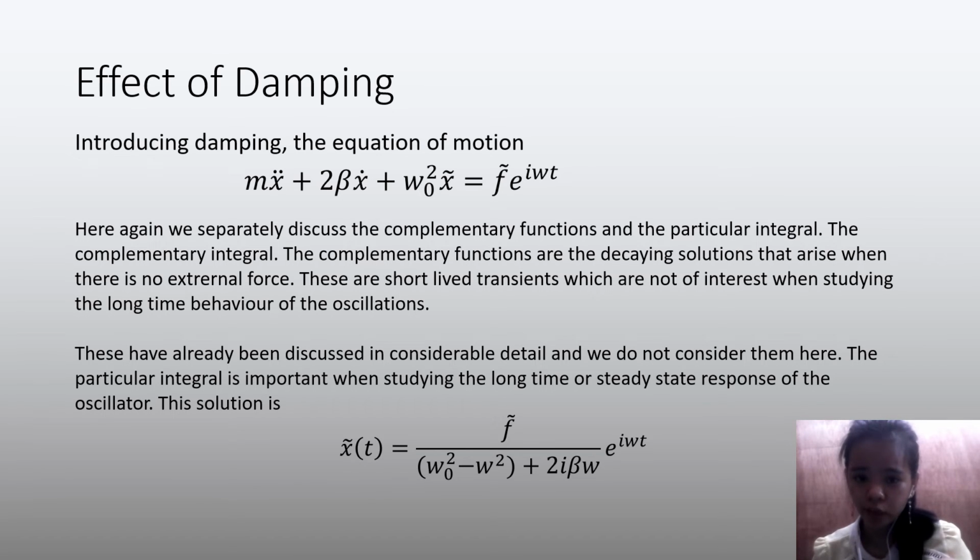So this is the effect of damping. Introducing damping, the equation of motion is this. Here, again, we separately discuss the complementary function and the particular integral. The complementary function consists of the decaying solutions that arise when there is no external force. These are short-lived transients, which we are not interested in when studying the long-term behavior of the oscillation. These have been already discussed in considerable detail, and we do not consider them here. The particular integral is important when studying the long time or steady state response of the oscillator. The solution is this.